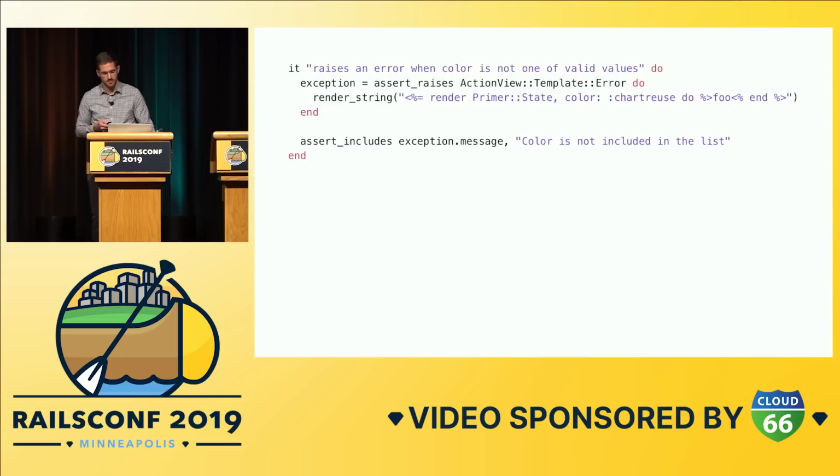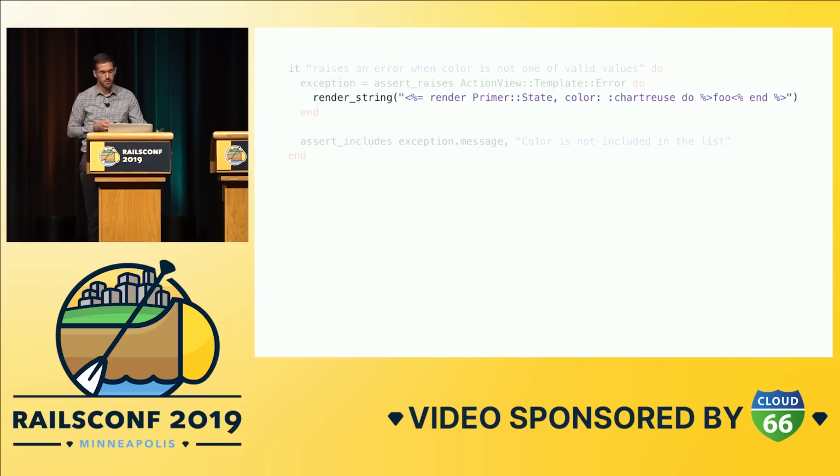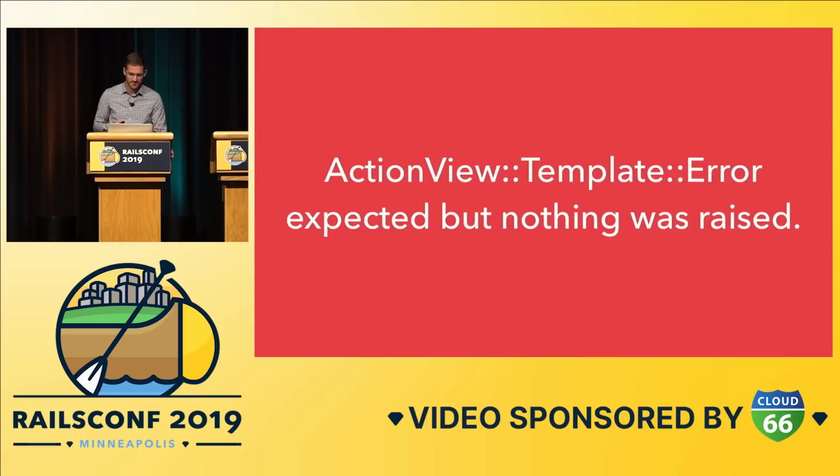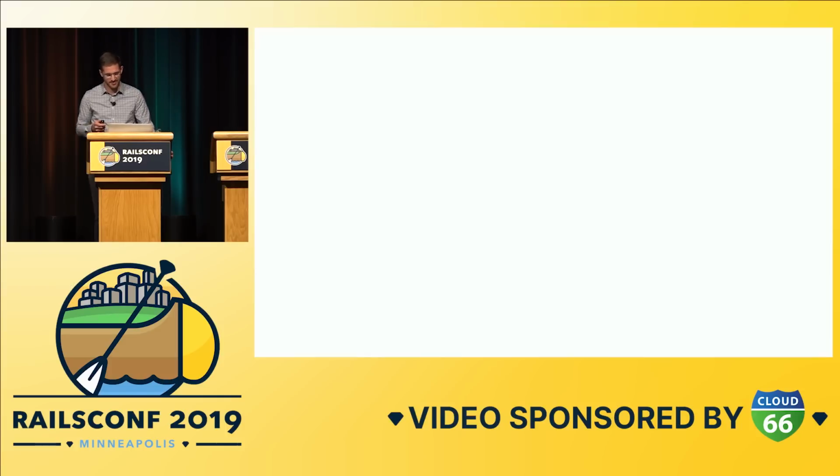Let's start with a test. So we'll assert that when passing in a color we're not expecting, chartreuse, that an error will be raised, and that it will be raised with a message in a format that should be suspiciously familiar to all of you. So let's run it. And we'll make sure it fails.